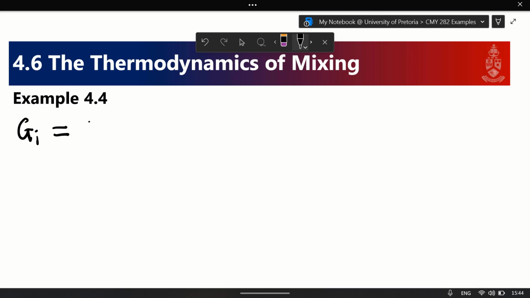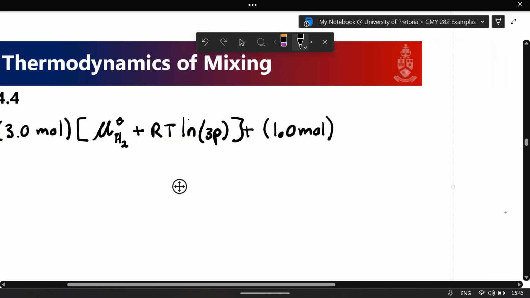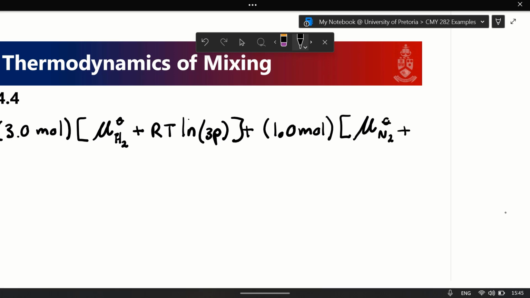So the initial Gibbs energy is, for the hydrogen part, it's 3.0 mole, and then it's the chemical potential for hydrogen, plus, just going to leave in the RT part, and then we have an initial pressure of 3P, right, plus then 1 mole for the nitrogen part, its chemical potential, and its pressure, of course, is just P.